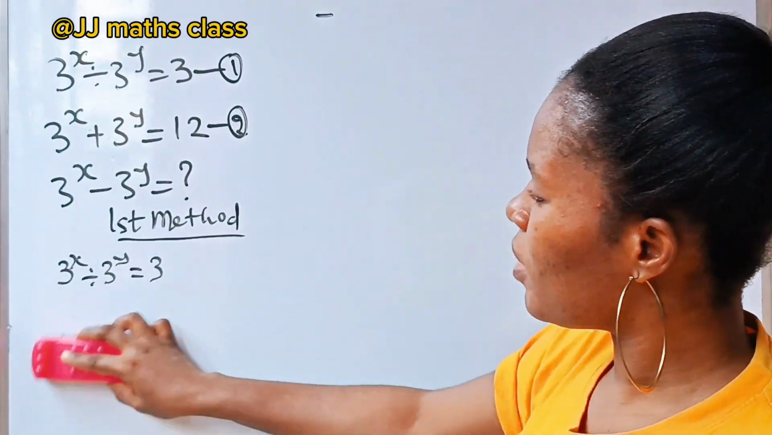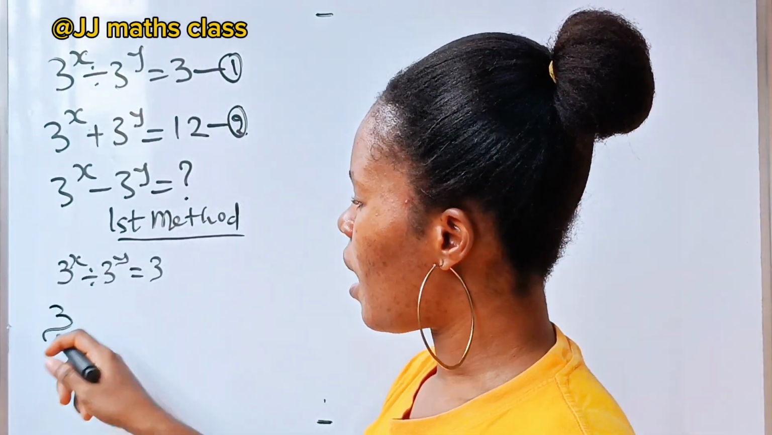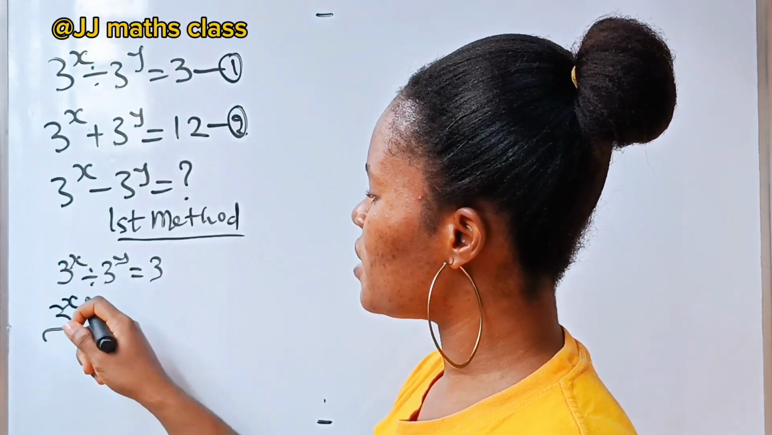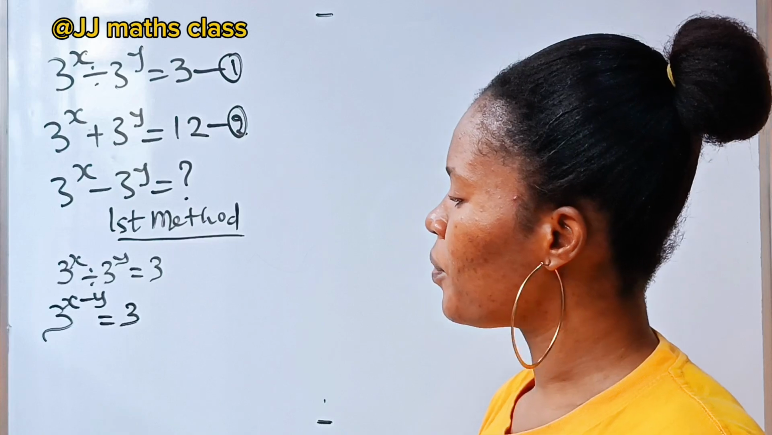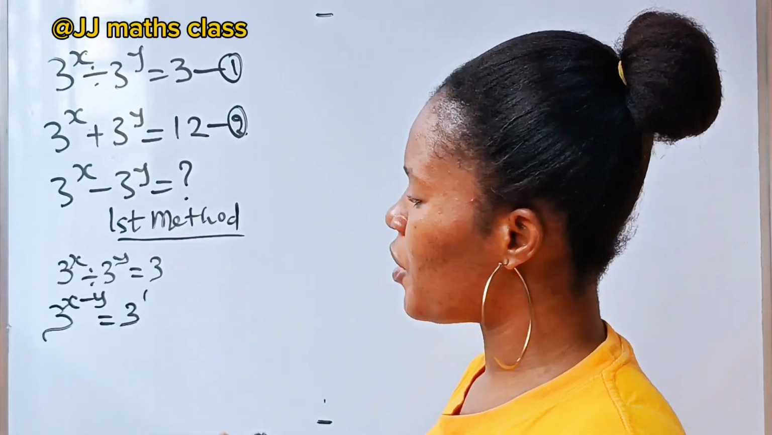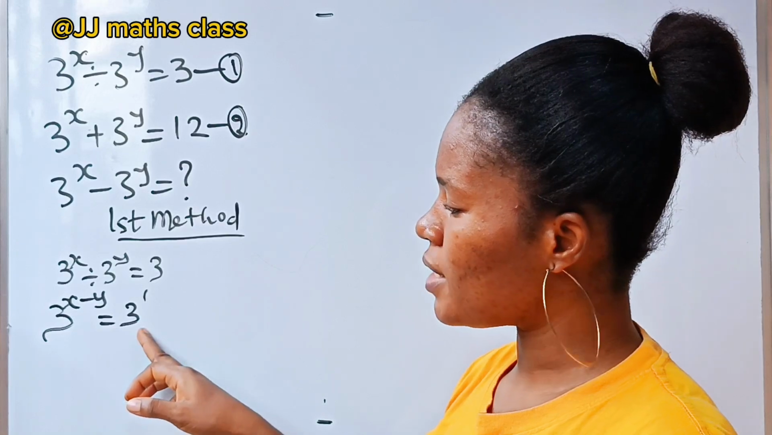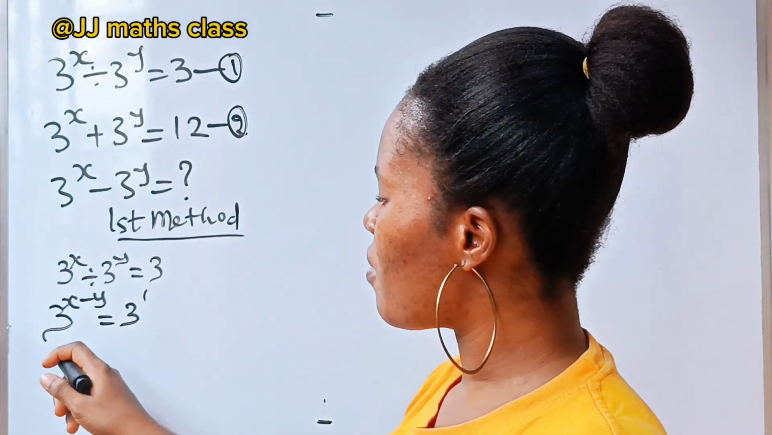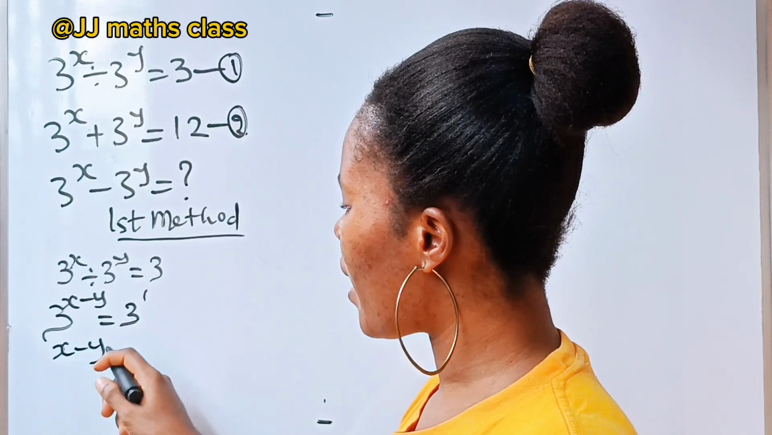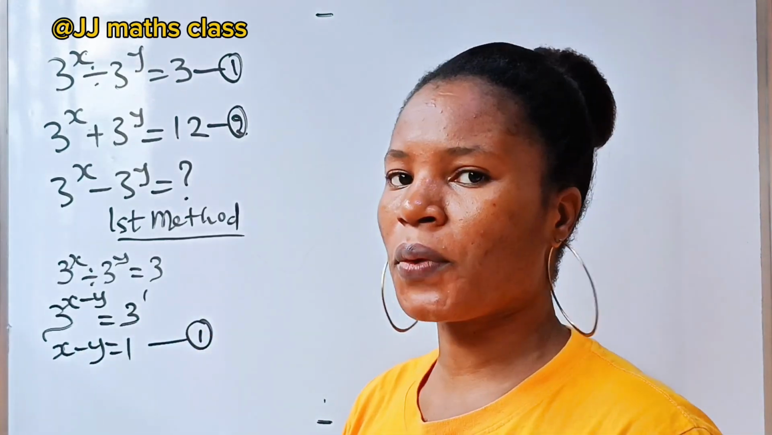Now let's do the same here. We are going to pick one base, which is 3, and we are going to subtract the powers, which is x minus y, is equal to 3. Now this 3 can be written as 3 to the power of 1, right? Now we have the same base, that means the powers are equal. That means we can write that x minus y is equal to 1. This is a very nice equation.